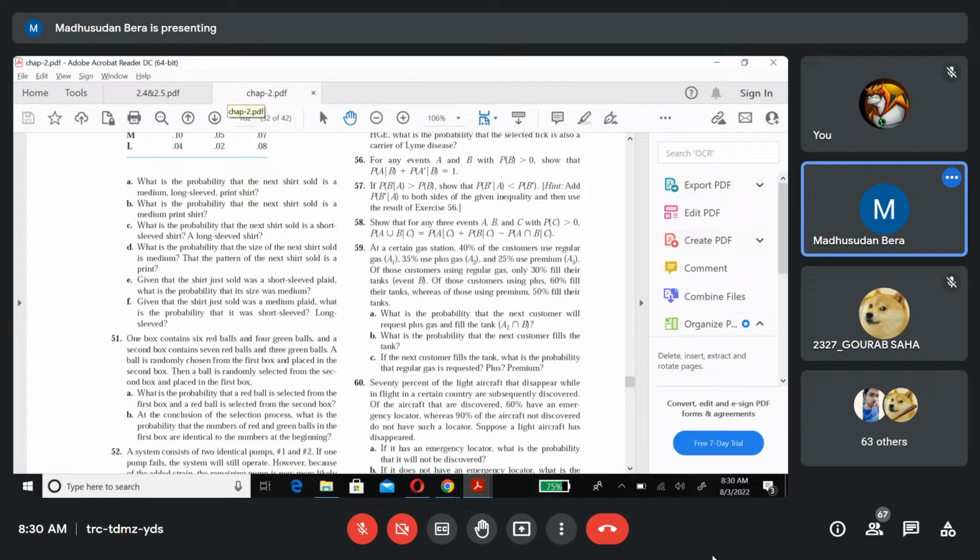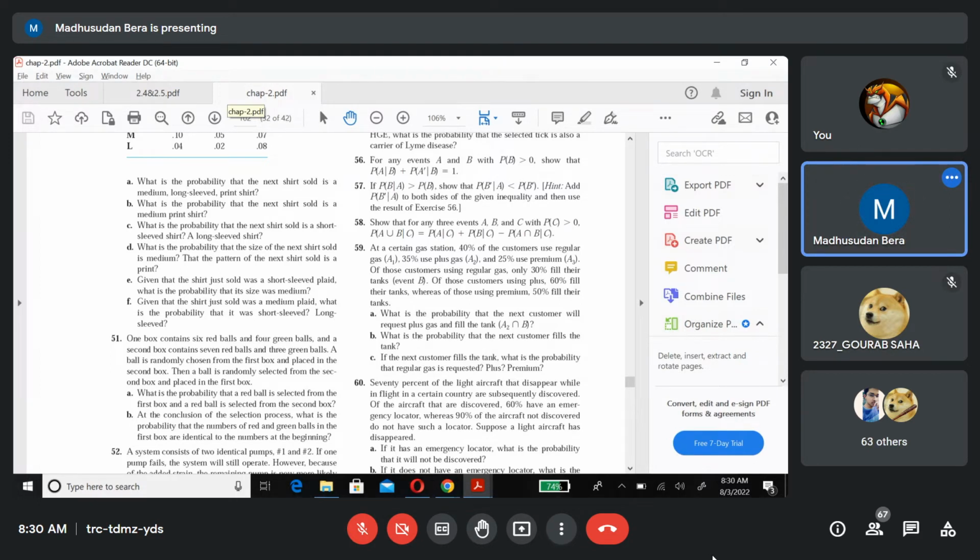That means A1, A2, A3 are a mutually exclusive and exhaustive set of events. Total 100, so exhaustive. In fact, if a customer uses regular gas, they will not use premium or plus. That's why A1, A2, A3 are mutually exclusive and exhaustive set of events. Is that okay?